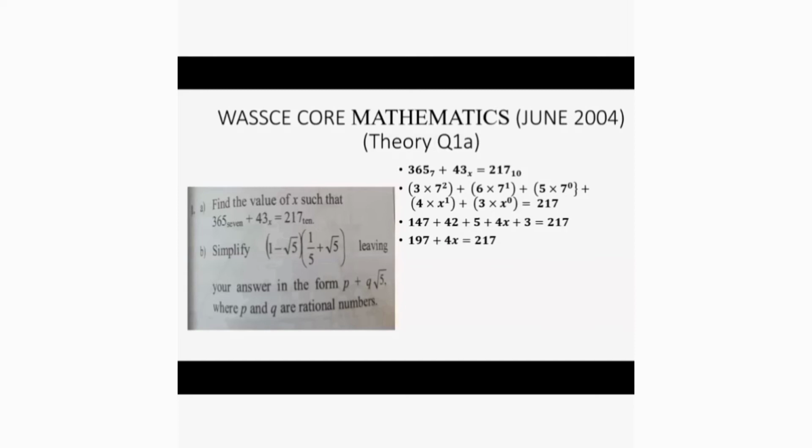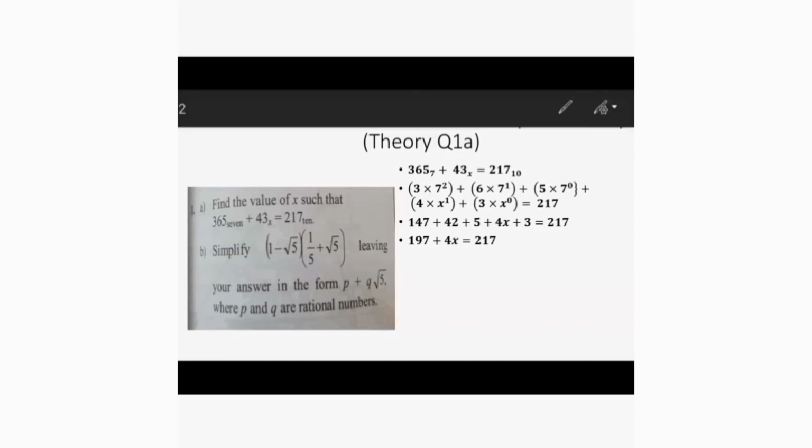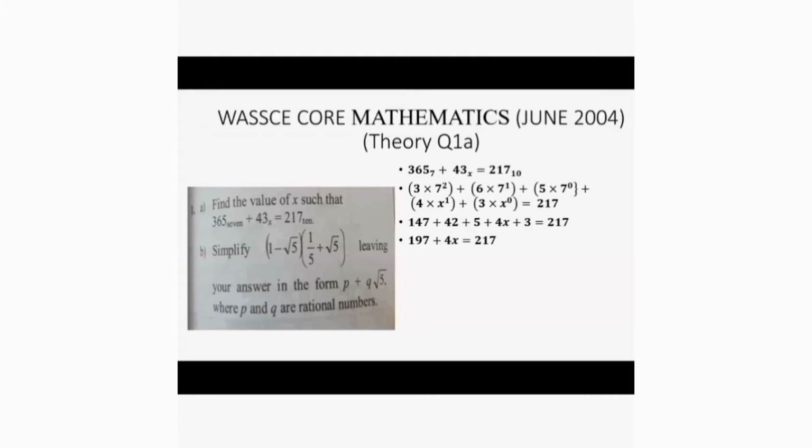Now we need to sum 147, 42, 5, and 3, which will give us 197 plus 4x, which is equal to 217. Now we group like terms by sending the 197 to the other side of the equal sign, which will now give us 4x is equal to 217 minus 197. 217 minus 197 will give us 20. So our 4x is equal to 20.